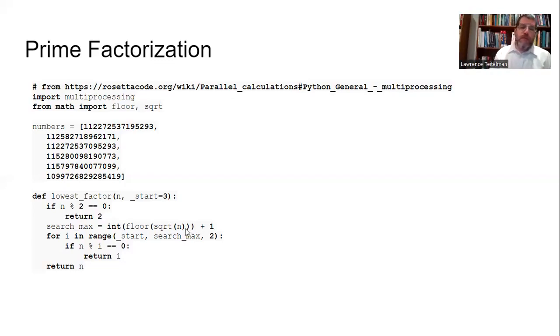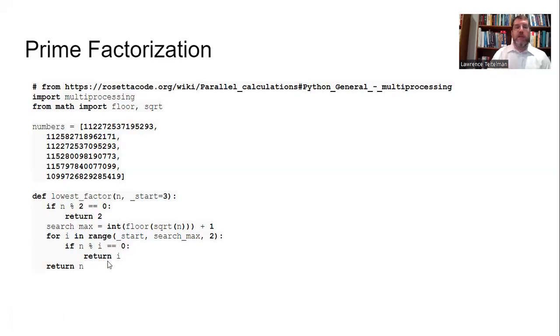Why are we working our way up in units of 2? Besides 2, there are no even primes. So we're starting with an odd number, which in this case is 3. And we're saying if 3 doesn't work, let's try 5, let's try 7, let's try 9, because we know that even numbers are already going to be exhausted over here. Then we check if that number evenly divides n, and if so we return it.